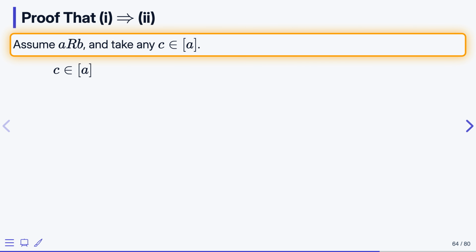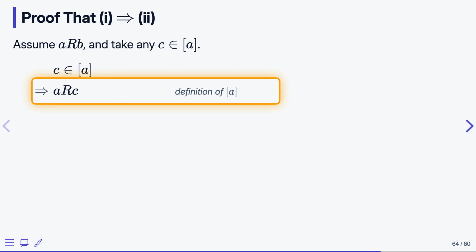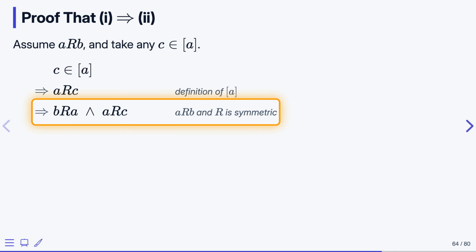Let's prove that statement 1 gives statement 2. Assume A is related to B. Now pick any element C in the class of A and follow it. We start from what we know. C is in the class of A. Step 1. By the definition of the class, that means A is related to C. Step 2. We also know A is related to B. The relation is symmetric, so B is related to A.